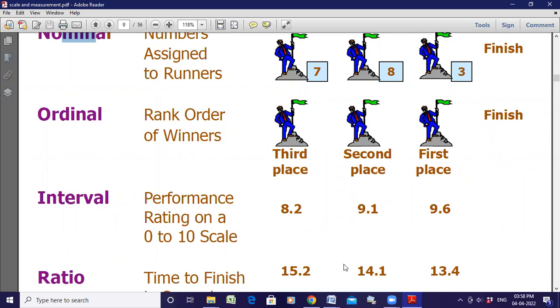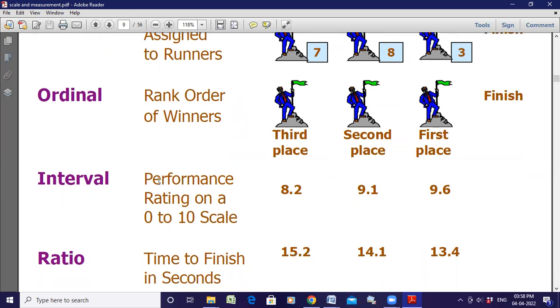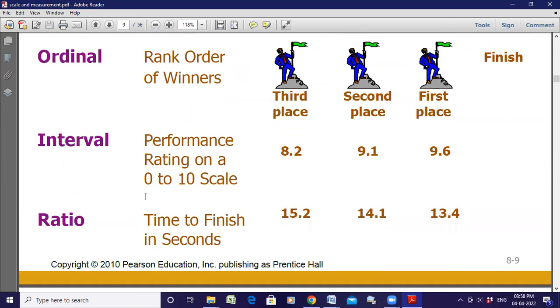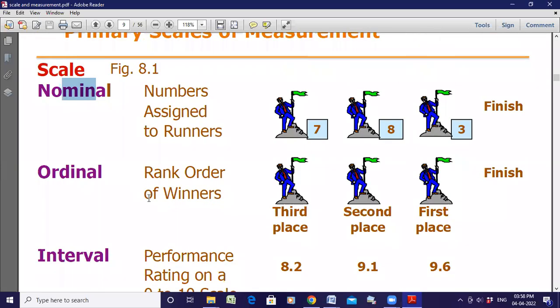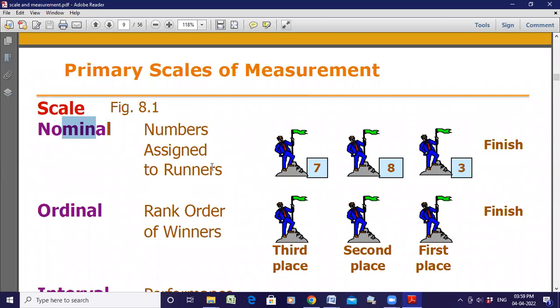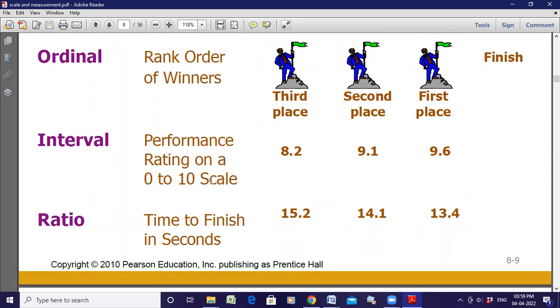Based on the performance. Okay, like from 0 to 10 I am assigning the third one as 8.2, second one is 9.1, and then first one is 9.6. Then ratio means what times it consumes. Okay, so I hope that these four of them are clear. So these are some scales for measurement.